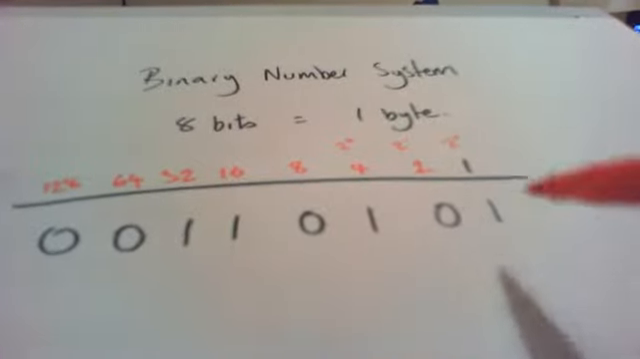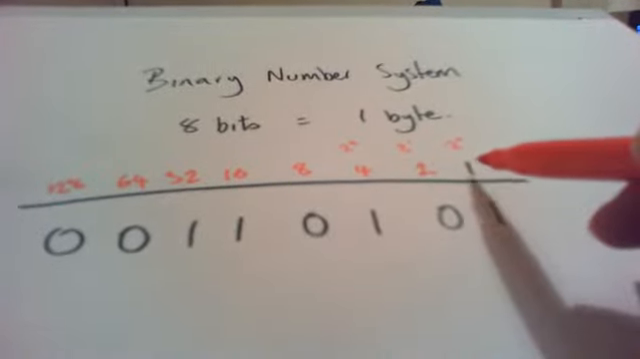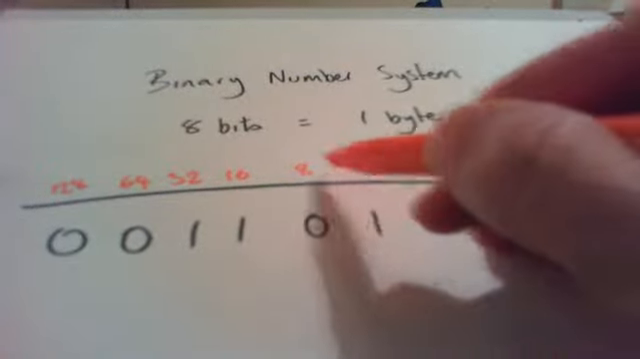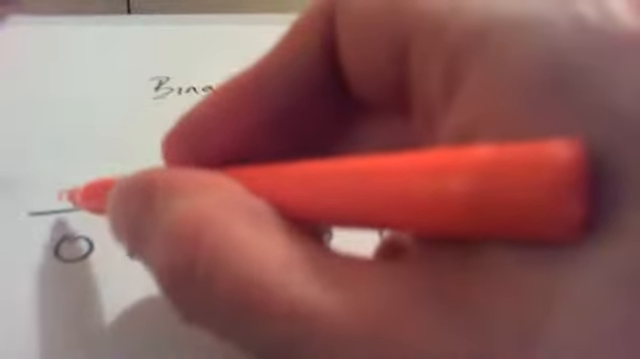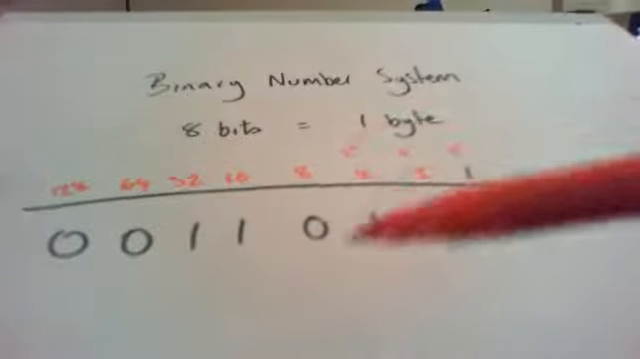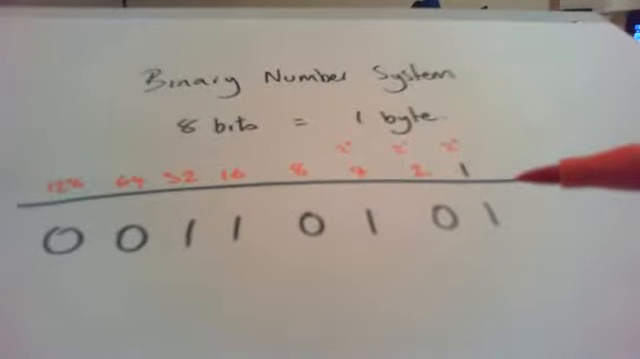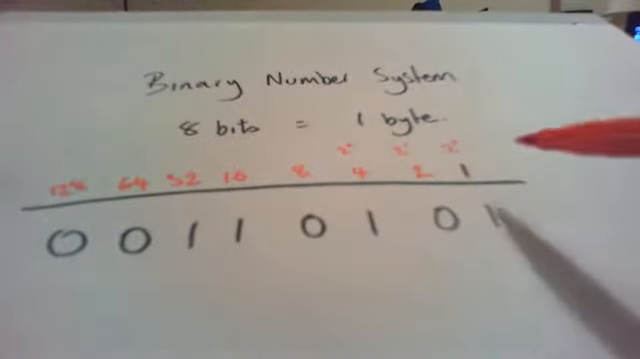But for now, just try and remember that you start with 1. That's the lowest we can go. 1, 2, 4, 8, 16, 32, 64, 128. So the next one is going to be 2 times 128, which is 256. But we're working with 8 bits, 1 byte.